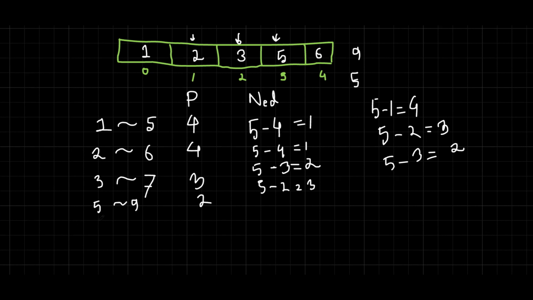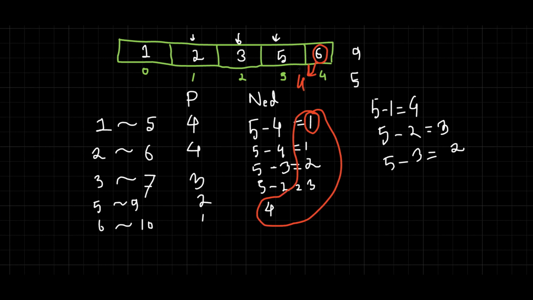Now here, for the last element 6, the upper bound will be 10. And here only one element is presented in the range of 6 to 10. And we have to perform 4 operations, which is 5 minus 1, which is 4. So now, by utilizing the needed operations, we have seen that the minimum operation is 1. That means if we convert this 6 into 4 by doing one operation, then the array will become continuous.